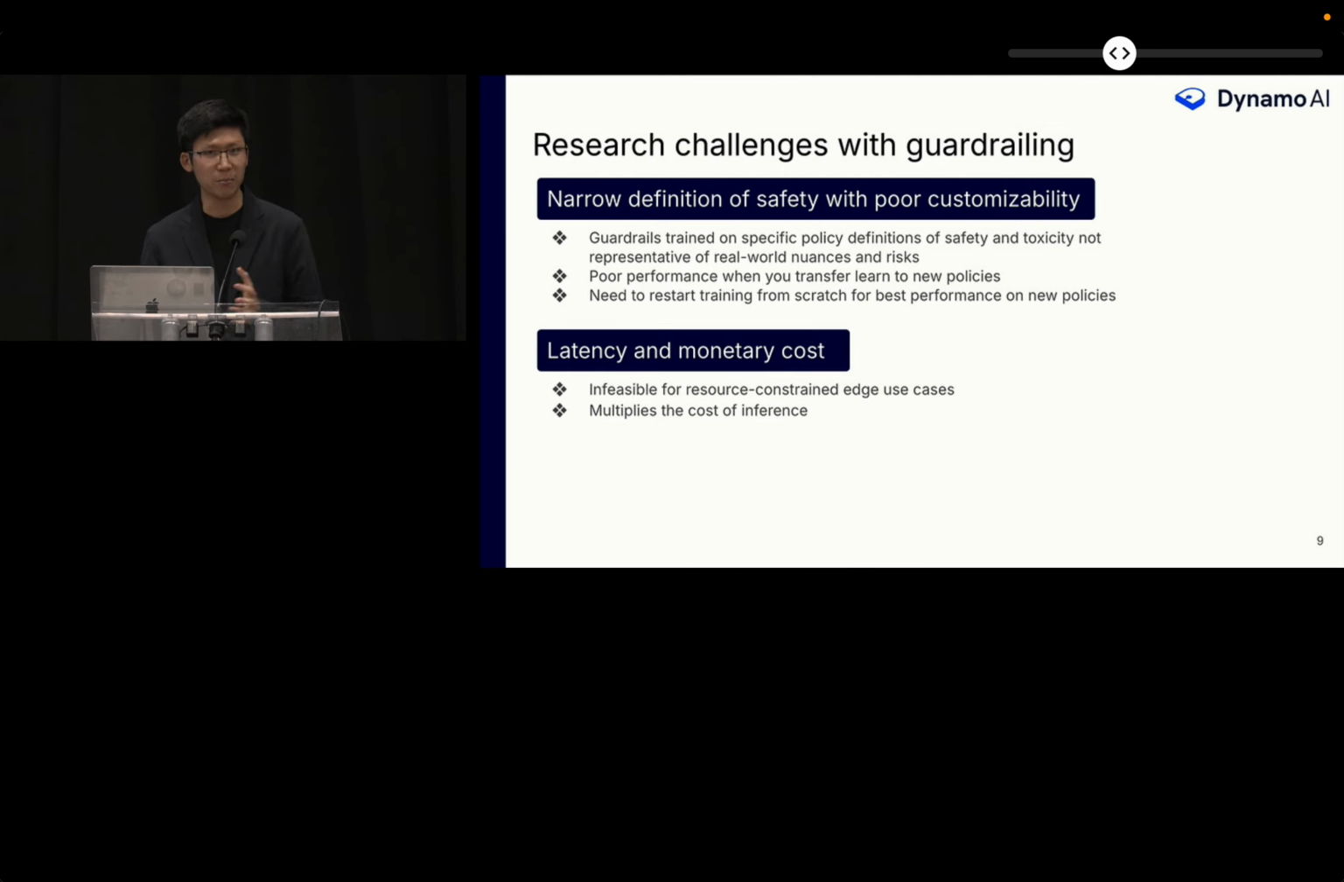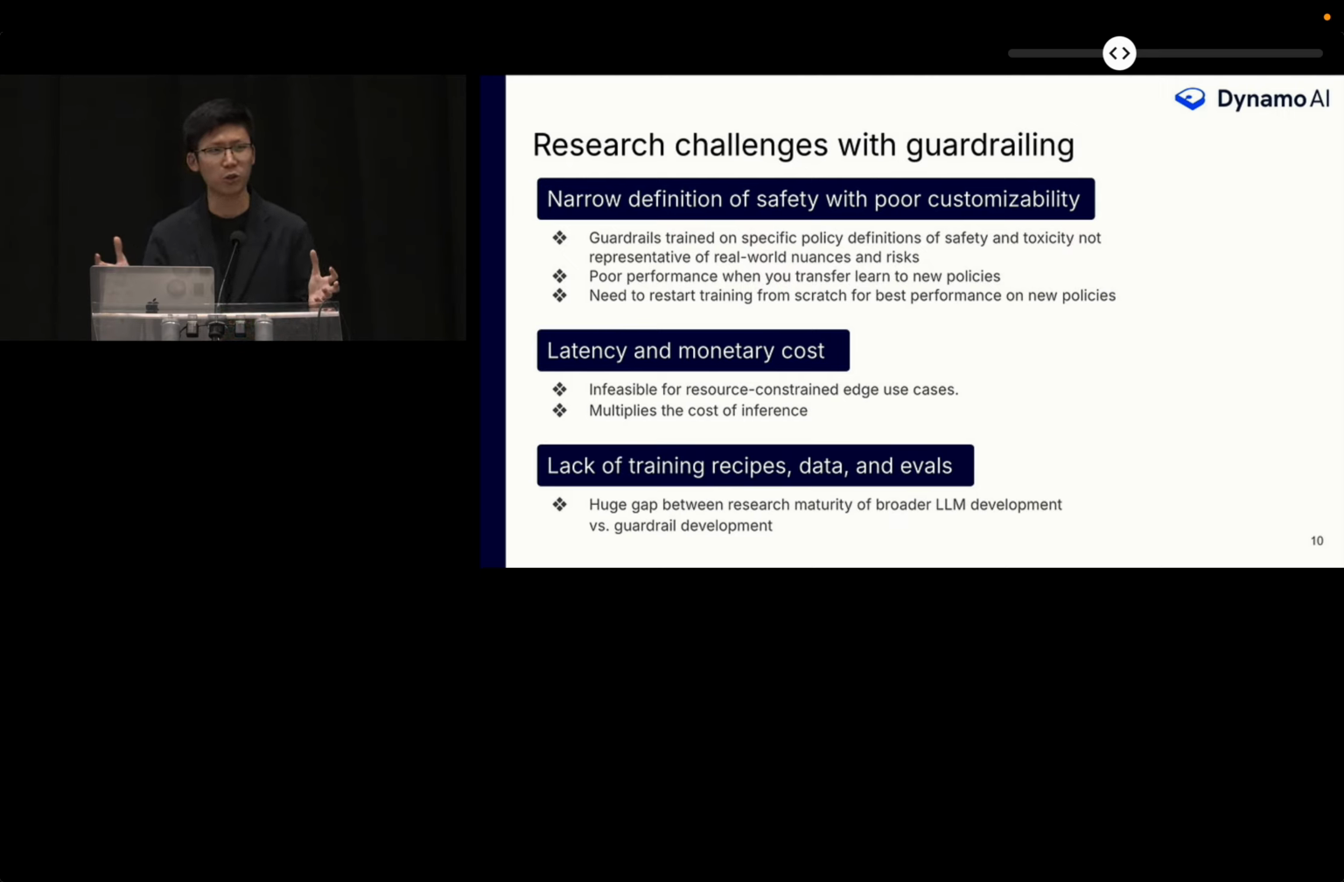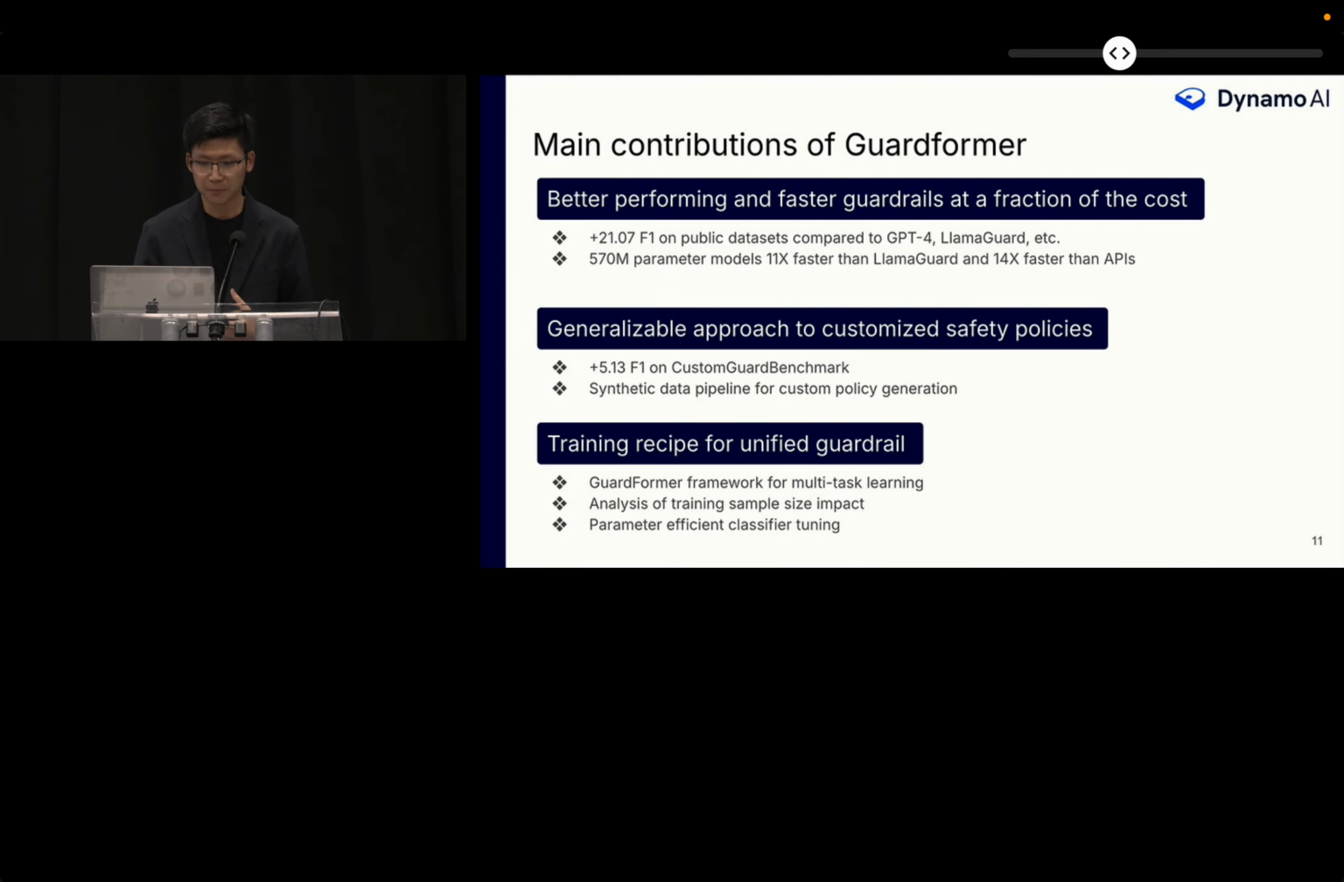There's also latency and monetary costs for this. For example, NVIDIA published a report around guardrailing. It multiplies that cost of inference. Normally you're paying for GPT-4o, but now you have another 300 millisecond or 1 second latency from the guardrail itself. And finally, there's a lack of training recipes, data, and benchmarks for guardrailing. We see a lot of great development and progress around general LLM training, but not the same level of advancement and resources have been put into guardrails.